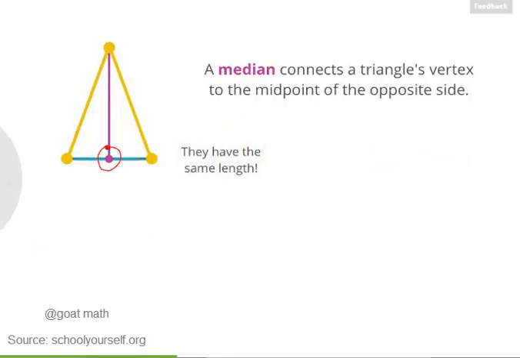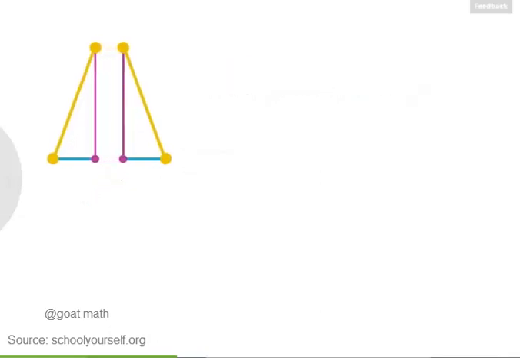Nicely done. The midpoint divides this side into 2 equal segments. So if we were to cut this triangle along its median, we'd have 2 triangles. And notice that these triangles have 3 matching sides. These blue sides that were on either side of the midpoint have the same length. These yellow sides have the same length because we said the original triangle was isosceles, and these 2 purple sides both represent the original triangle's median.